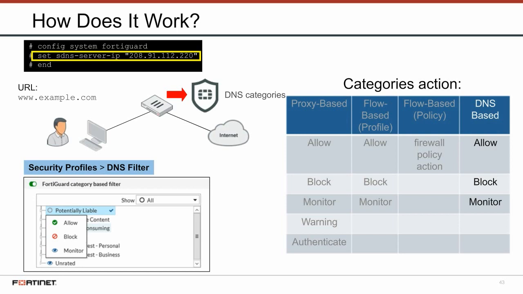You can enable the FortiGuard category filtering on DNS filter profiles, just as we saw on web filter profiles. Categories and subcategories are listed, and the actions to perform can be individually customized. DNS filter supports the following actions: allow, block, monitor.